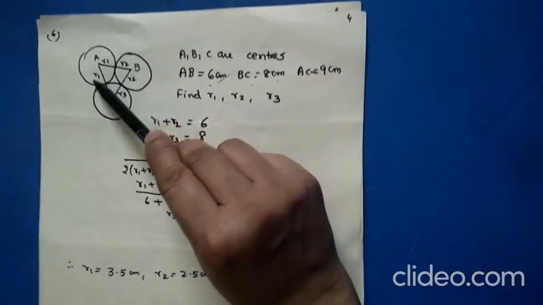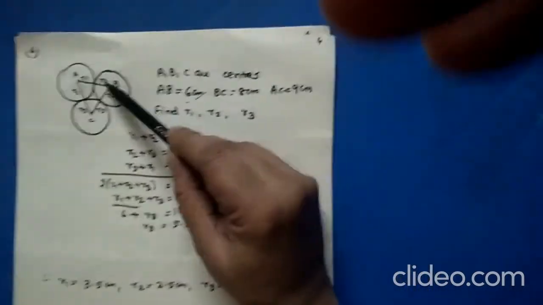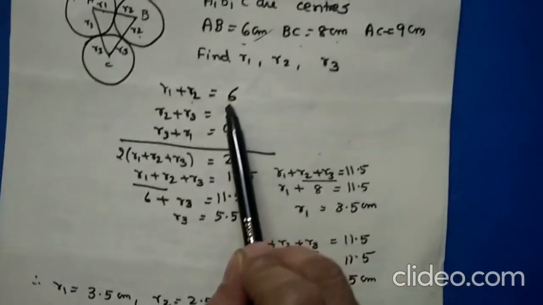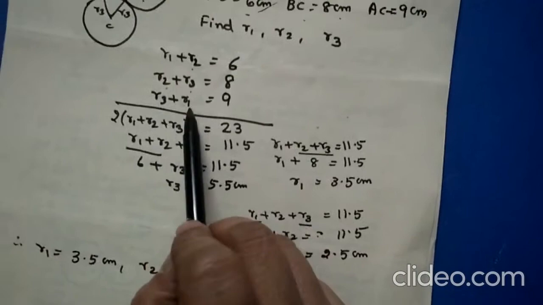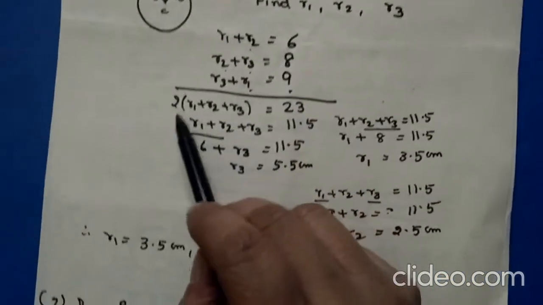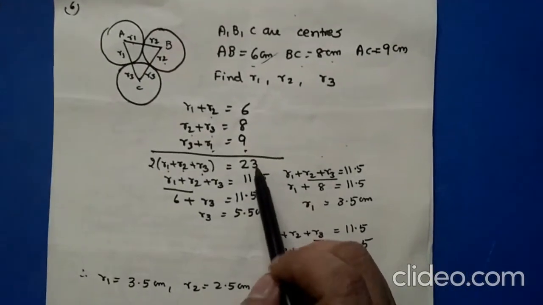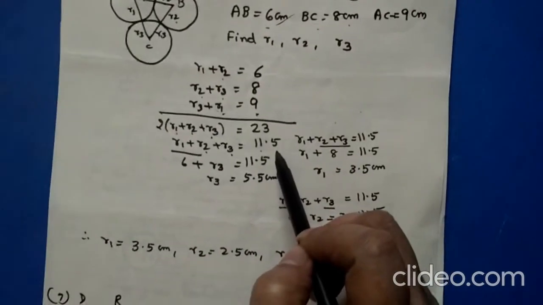Let the radius of the first circle be R1. This is also R1, this is also R1. This is R2, this is also R2, R3, R3. Now AB represents R1 plus R2. Therefore R1 plus R2 is equal to 6 centimeter, R2 plus R3 is 8 centimeter and R3 plus R1 is 9 centimeter. Adding all the left hand sides, 2 times (R1 plus R2 plus R3), how much are you getting? 23 centimeter. Therefore R1 plus R2 plus R3 is 11.5.